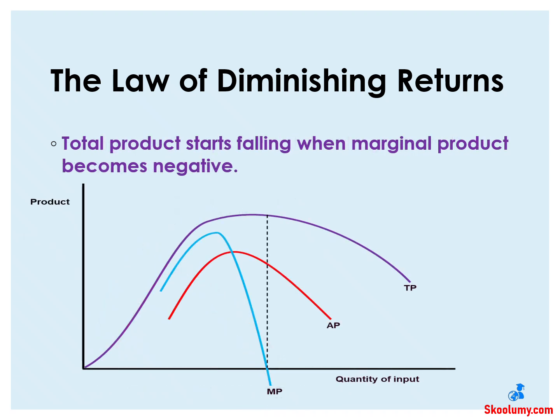Total product starts falling when marginal product becomes negative. Total product is the whole amount of output produced using all the inputs, all the workers in this case. Adding negative output to total product results in falling total product.